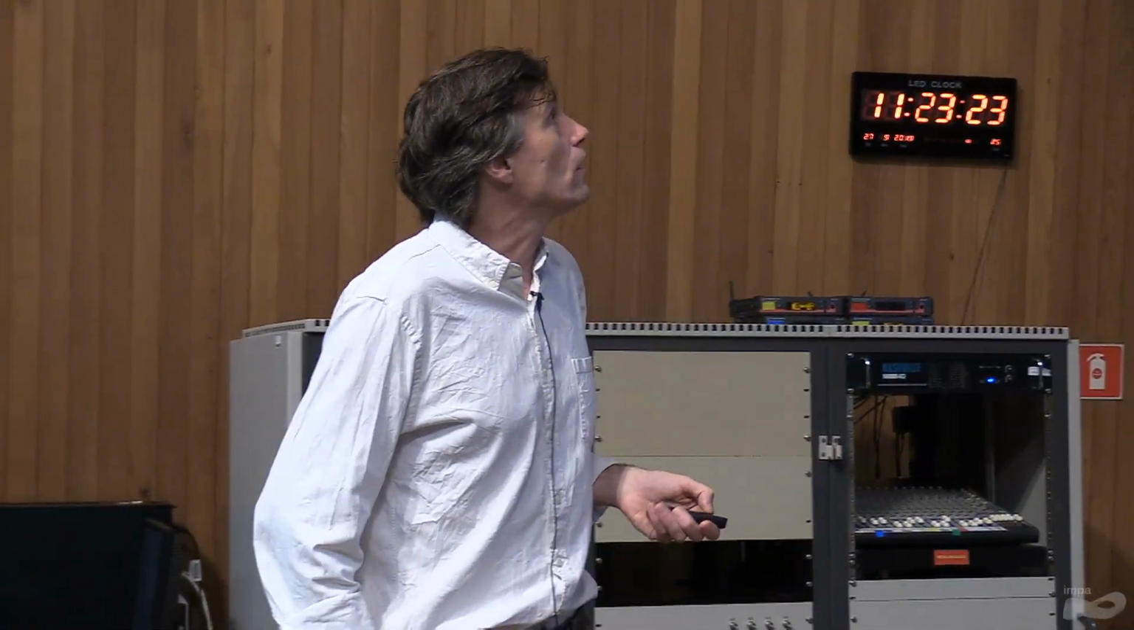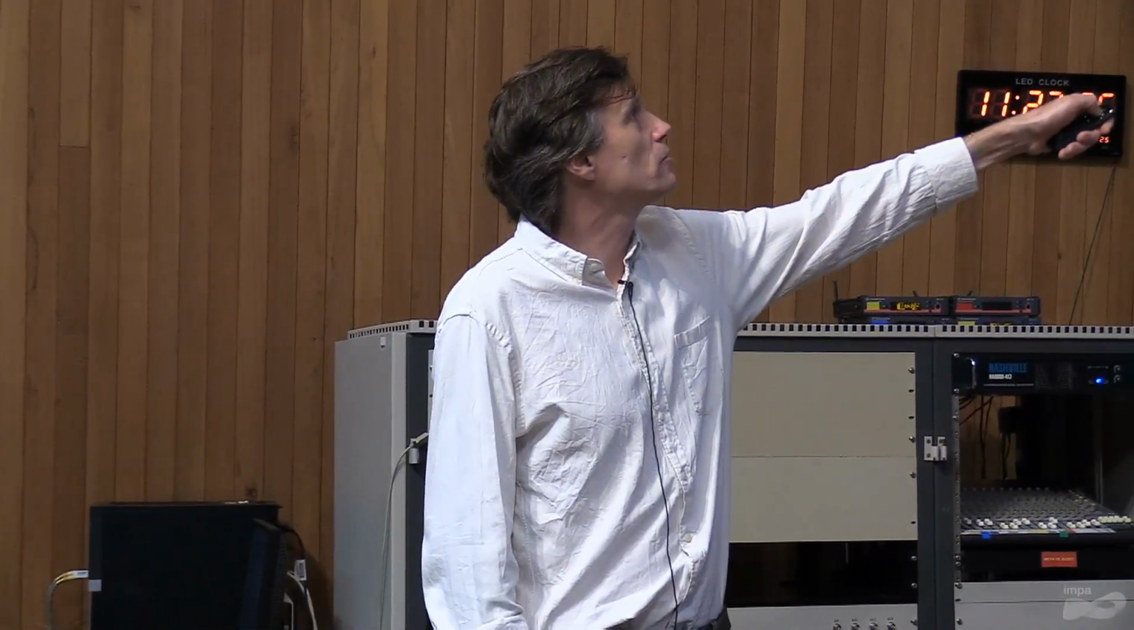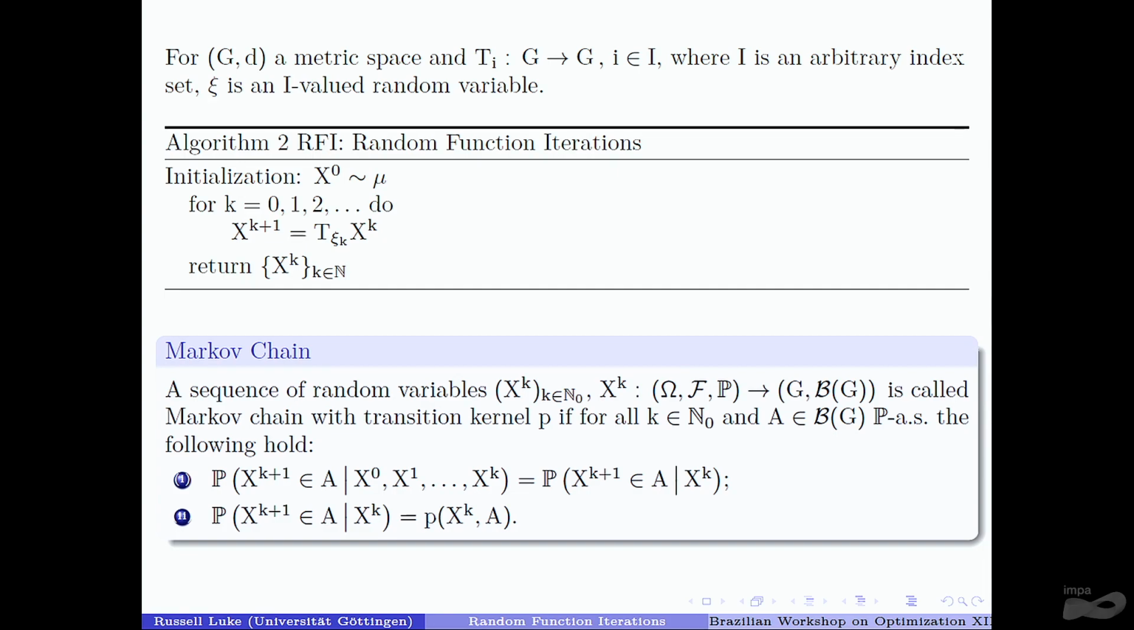Okay, so setup. I'm going to look at my cyclic projections algorithm, for instance, as a random function iteration. So I start with some initial distribution. It can be a delta function starting at a fixed point that you have. And I apply T_{ξk}, where I can pick my hyperplanes at random. It doesn't really matter. And then I get my next points. So this is my random function iteration.